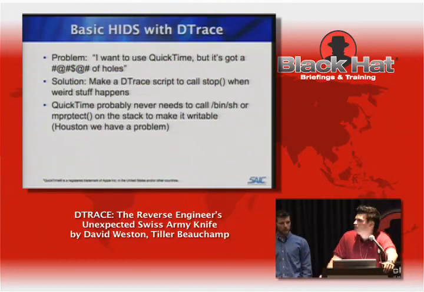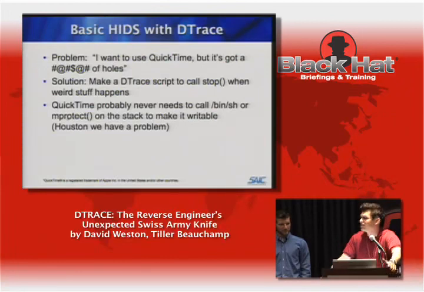So you have a problem: I want to use QuickTime, but it's got a crap load of holes. Solution: you make a DTrace script to call stop when weird stuff happens. QuickTime probably never needs to call binsh and attach to another server. It probably never needs to call mprotect to make the stack executable. So even though HIDSs that are signature-based are flawed by definition, this is something very simple that you could mock up if you're really worried about a mitigation for a zero-day exploit, and it might help you out.